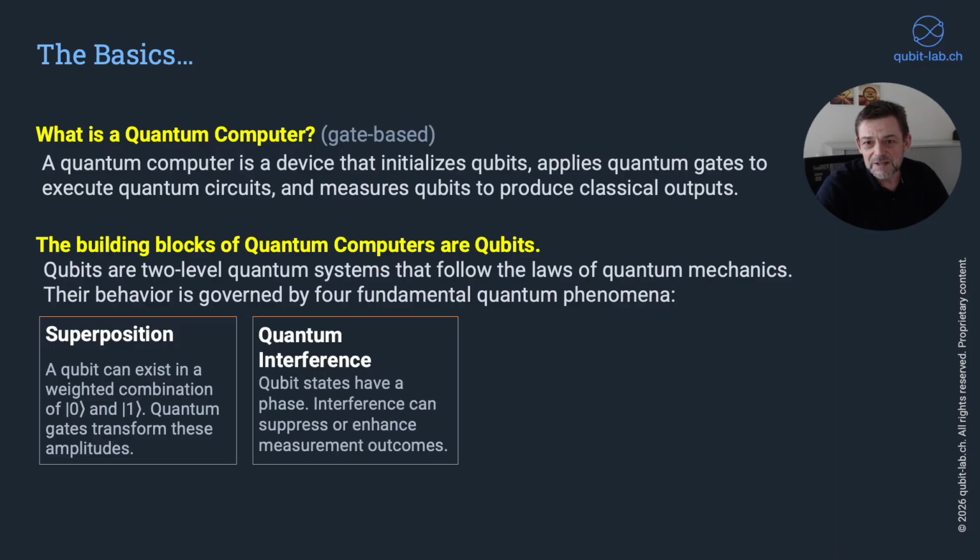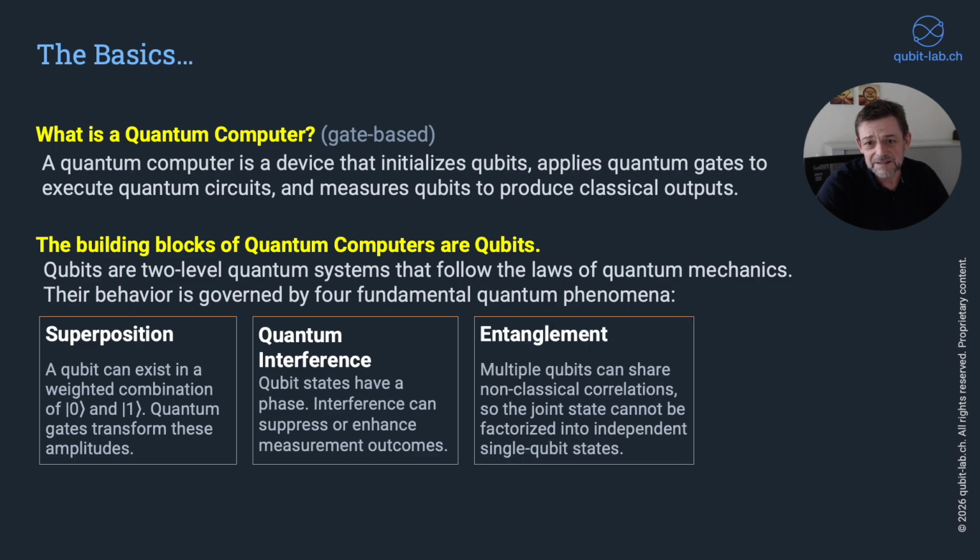Then let's go on. The next phenomenon is quantum interference. Qubit states have a phase. That phase can enhance or suppress measurement outcomes, and this is the actual superpower of quantum computers. So all the algorithms we're looking at are based on quantum interference.